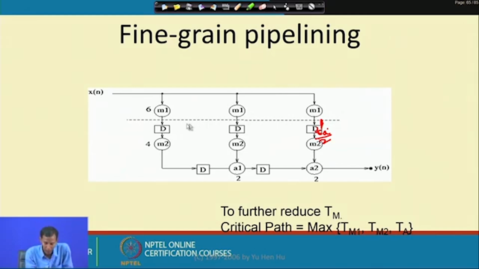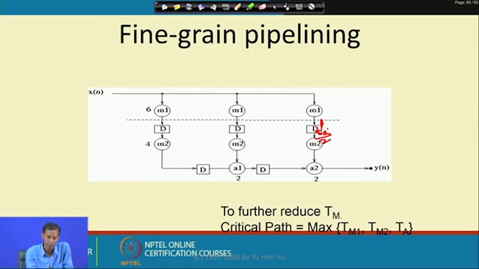But if I break this multiplier, 6 for M1 processing and 4 for M2 processing, that means now I am putting this delay in the multiplier block. At that time the maximum of this is 4 plus 2, which is 6. So, now the critical path will become 6. Now I am getting a speed up by a factor of 2.